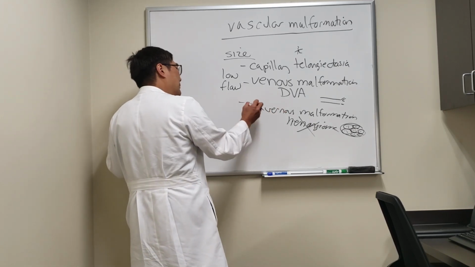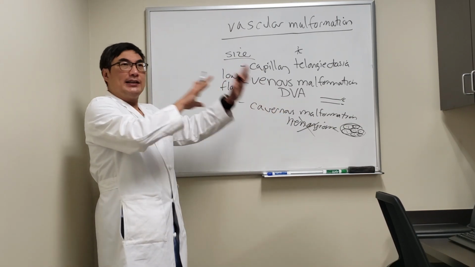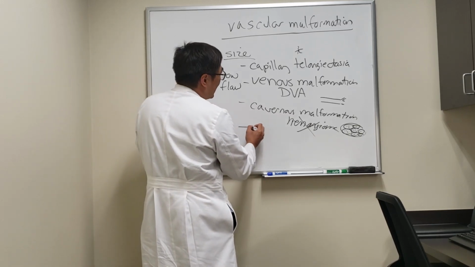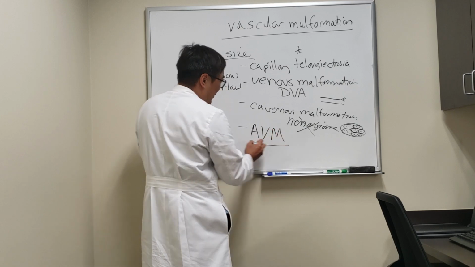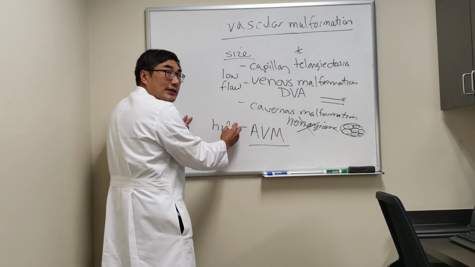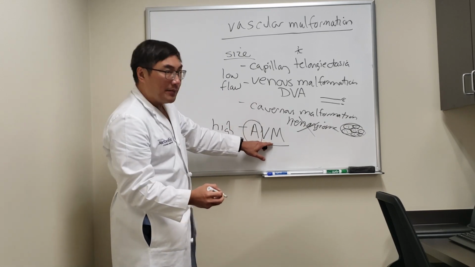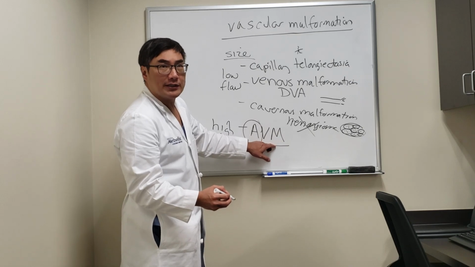However, it's got a medium risk of hemorrhage. In fact, its characteristic is that it kind of bleeds and then stops and bleeds and then stops. So recurrence is super common. And then you've got the arterial venous malformation, which is a high flow system because of the arterial flow. And this AVM is the one that's most likely to rupture. It's the one that really should be treated.